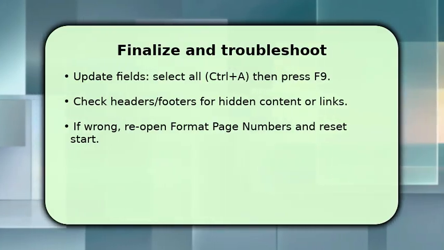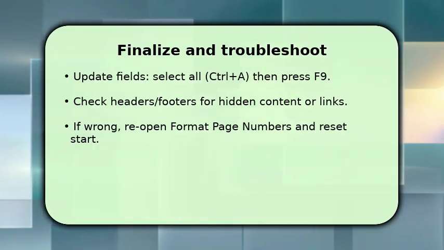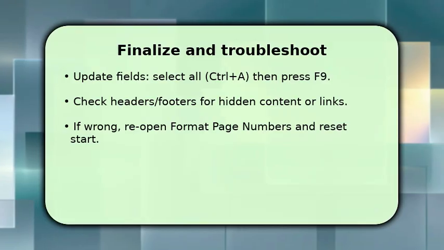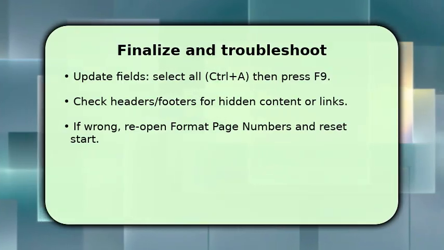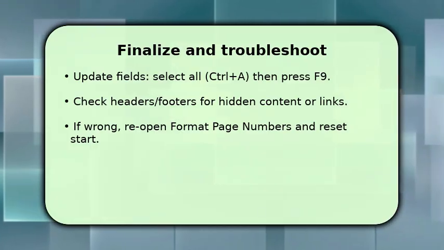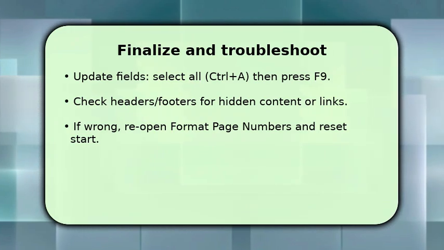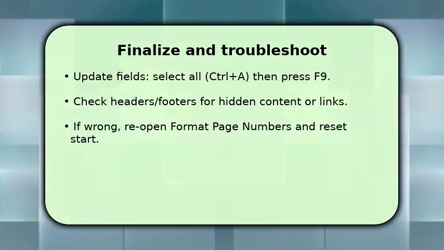Make sure Link to Previous is off where sections differ. If numbers are incorrect, reopen Format Page Numbers and reset the start value or reapply the correct number format. A key troubleshooting tip: if numbers stay wrong, remove the section break, then reinsert it and reconfigure numbering to clear lingering links.